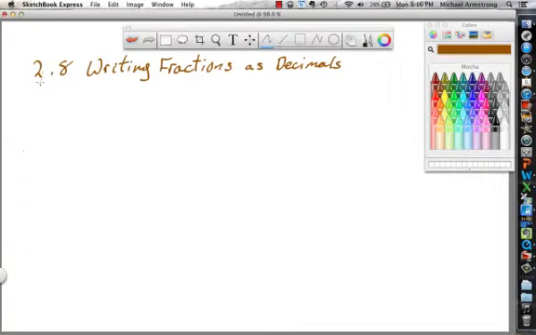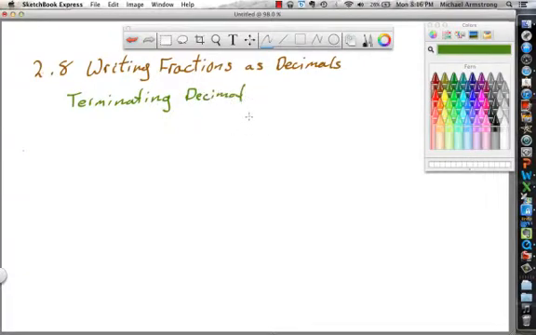Okay, ladies and gentlemen, this is chapter 2.8, writing fractions as decimals. A couple of things you need to know. There's two vocabulary words: a terminating decimal and a repeating decimal. So first of all, the terminating decimal.